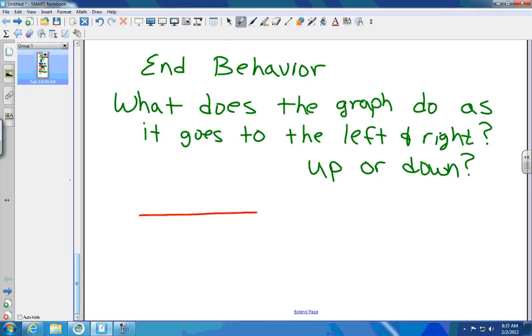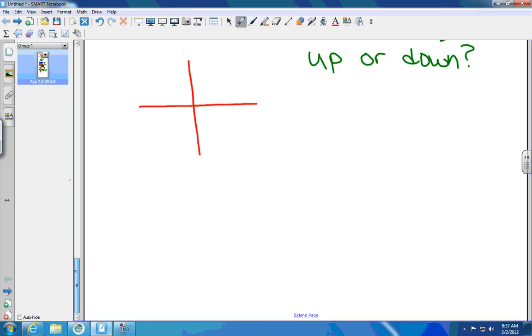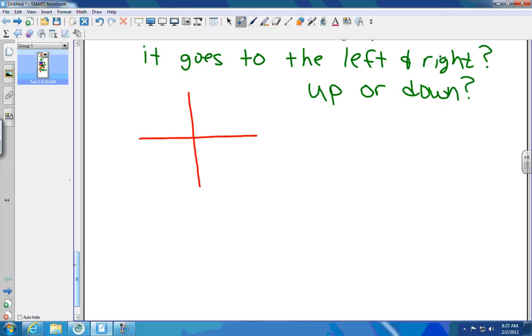So we have this graph, and these will all be graphed. You're just going to look at a graph and tell me whether it's going up or down. So it might be like that. So that's your graph. Tell me, is it going up or down as I go to the left and the right?